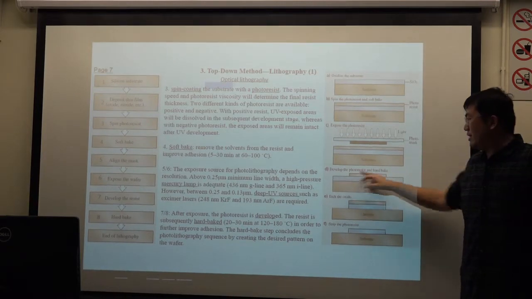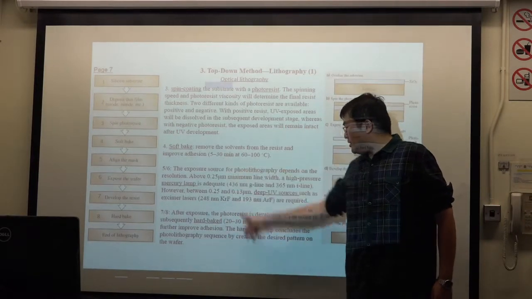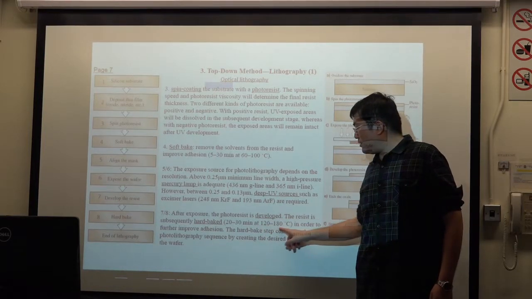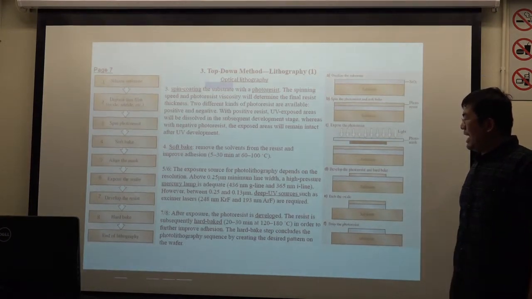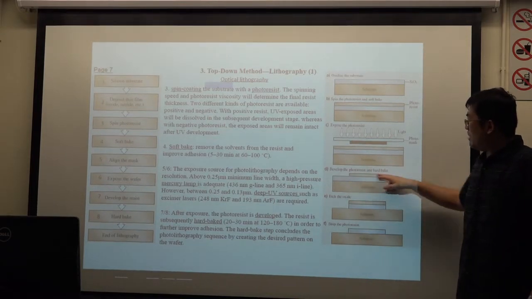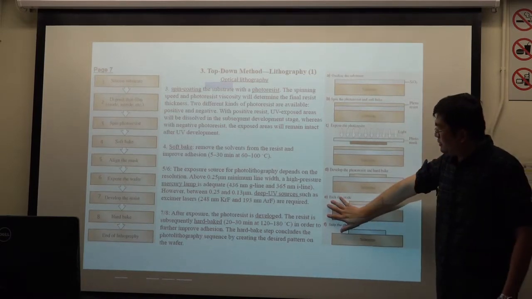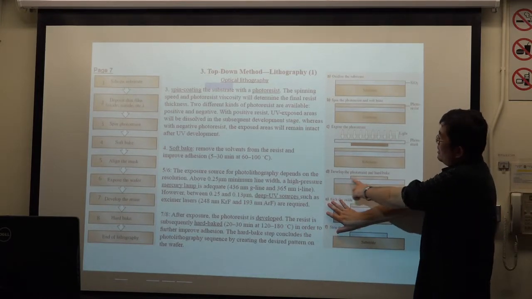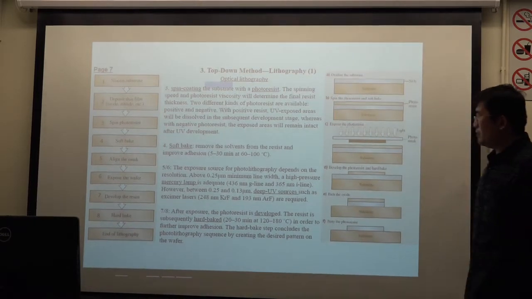Then we do the hard bake. You can see the temperature is different; the hard bake is higher, from 100 to 800 degrees, to improve the adhesion, similar to consolidation. Then, until here, we have finished, because we have finished the pattern. This pattern just follows the mask. This finishes all the lithography.